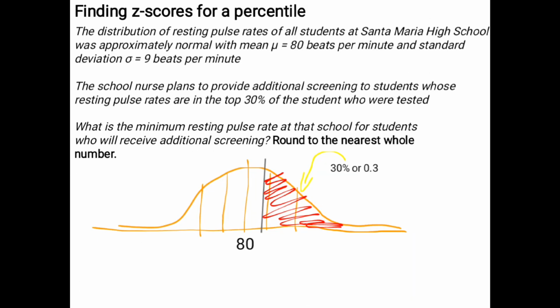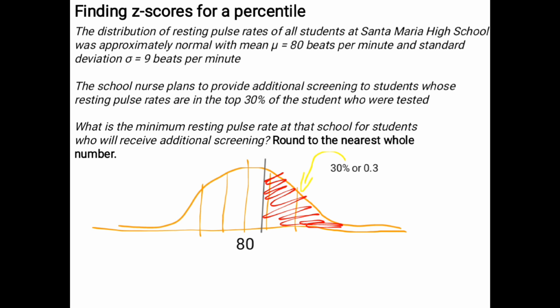Here's another topic. Finding Z-score for a percentile. The distribution of resting pulse rates of all students at Santa Maria High School was approximately normal with mean 80 beats per minute and standard deviation 9 beats per minute. The school nurse plans to provide additional screening to students whose resting pulse rates are in the top 30% of the students who were tested. Now, what is the minimum resting pulse rate at the school for students who will receive additional screening? Round to the nearest whole number.